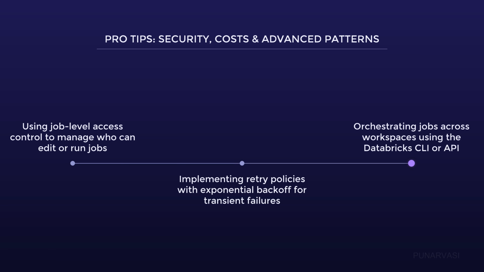Picture this: your central orchestrator runs in a secure, managed control plane, but its child jobs execute across different workspaces. You use service principals and Databricks secrets for each environment's authentication. This isolates blast radius, controls costs, and enforces governance. You are now engineering systems, not just running isolated scripts.